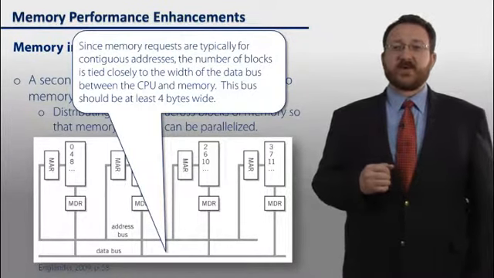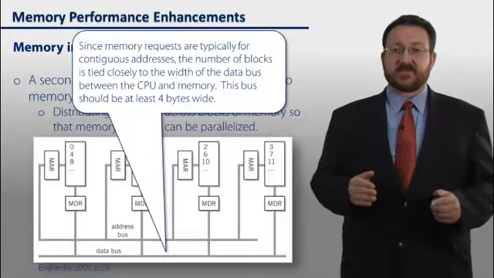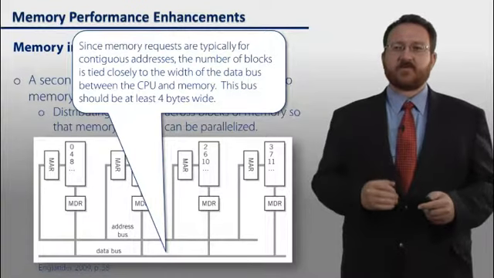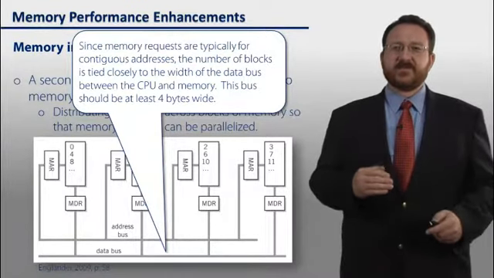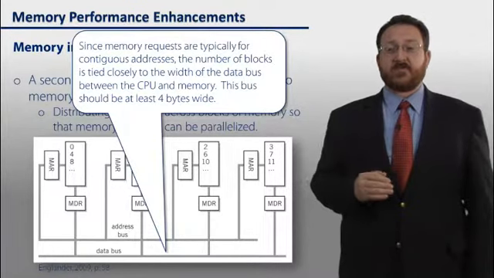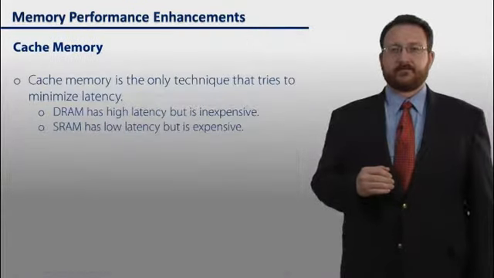But since memory requests are typically for contiguous addresses, then what we're going to have to do is have a very wide data bus. This is where our previous technique comes in. So this bus needs to be at least 4 bytes wide so that we can satisfy a 1 byte read from each block of memory.